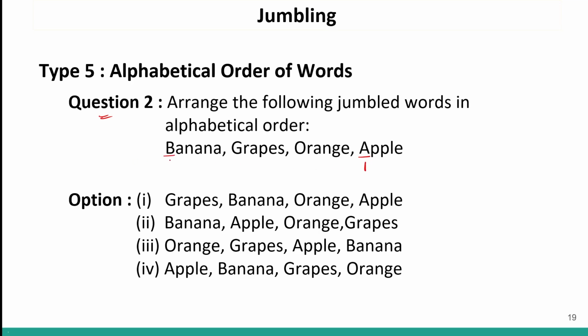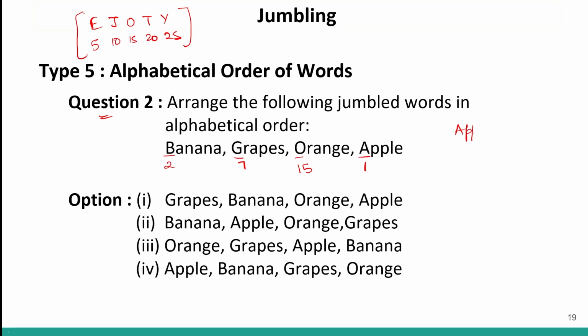A is 1, B is 2, G is how much? G is 7, and O is 15. If you remember the shortcut to remember forward ranks, it's T. 5, 10, 15, 20, and 25. So this was the shortcut I told you to remember forward ranks. So when we give them forward ranks, we get something like this.